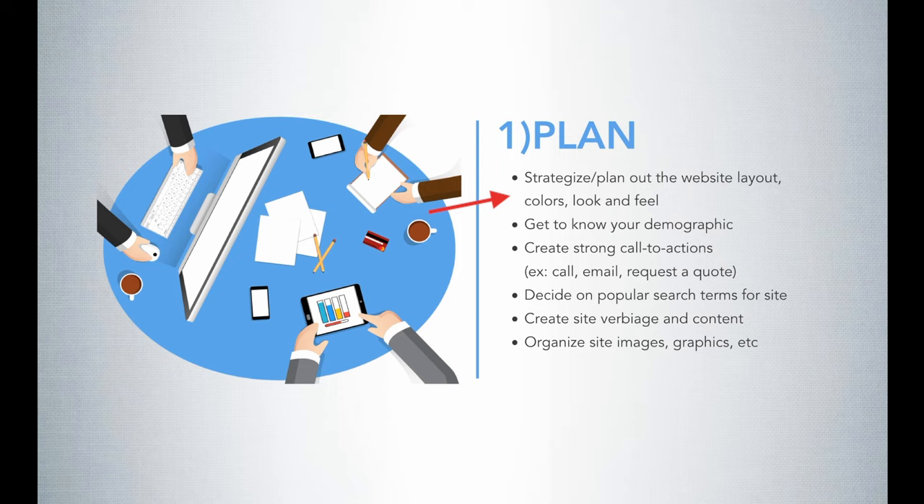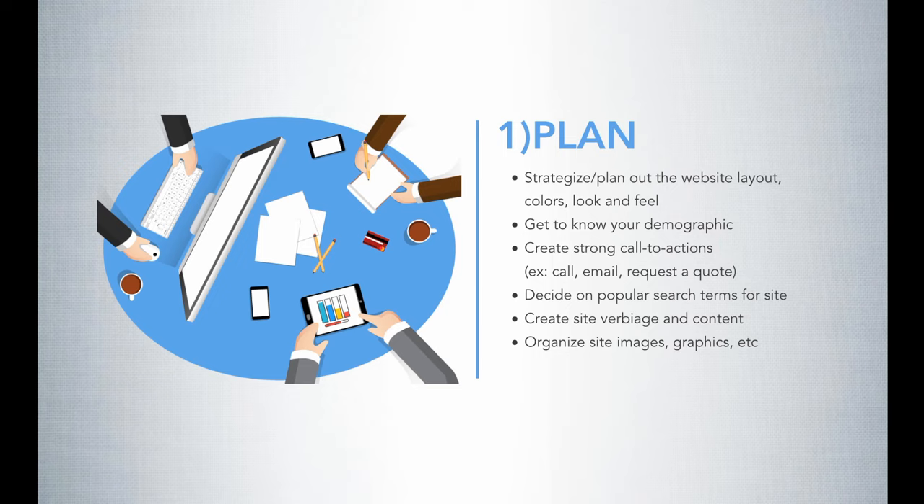This is also the time that you want to think about your demographic and you want to get to know who's going to be looking at the website. What's their goal? Why are they going to be there? When you think about that, it's very important to put some call to actions into place. So creating strong call to actions. What those are, that's going to be call, email, if you're an automotive business, maybe it's request a quote, something like that. You want to figure out what clients or customers are going to want to do when they hit your website, with in mind that you only have a few seconds to grab their attention. So figuring out these main call to actions are going to be crucial.